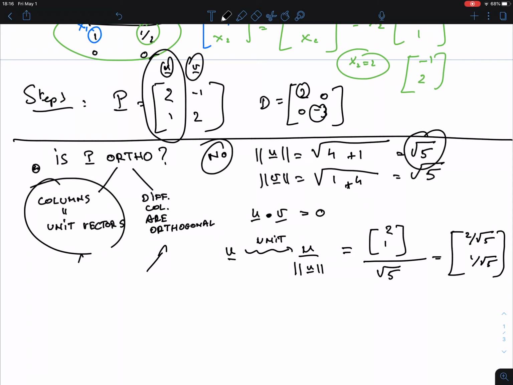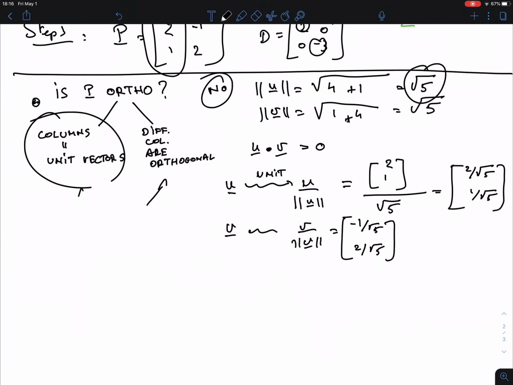Okay? And the same is true for v. You just take v and divide it by its norm. And we get the vector, I'm going to do it right away, minus 1 over radical 5 and 2 over radical 5. Now, we don't bother about rationalizing, we just leave it like that.